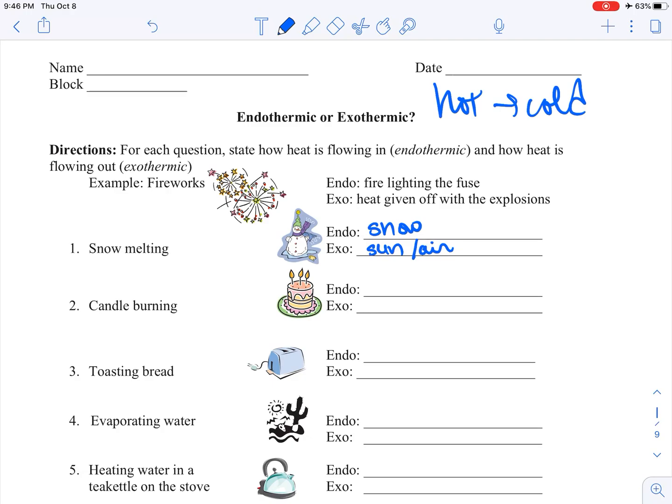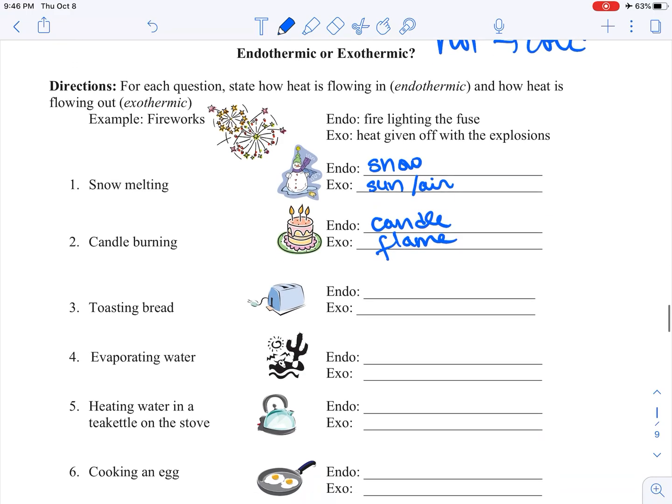Candle burning. What would be absorbing the heat? How about the candle? And what would be giving off the heat? How about the flame? You might have something different than that, and that's okay. It doesn't mean it's wrong. It just means that you always have to make sure that exo is giving off, endo is absorbing. Toasting bread. What is giving off the heat? How about the toaster? What is absorbing the heat? The bread.